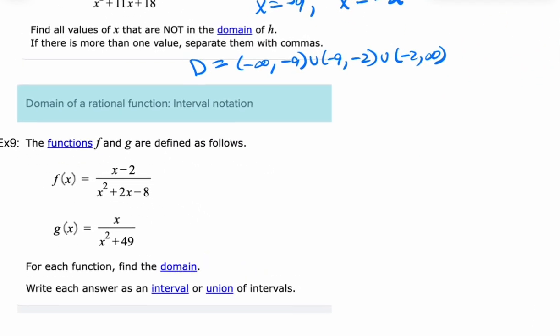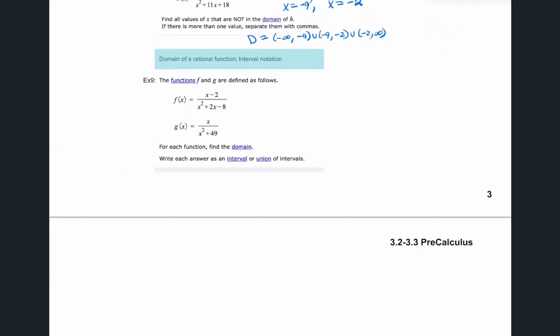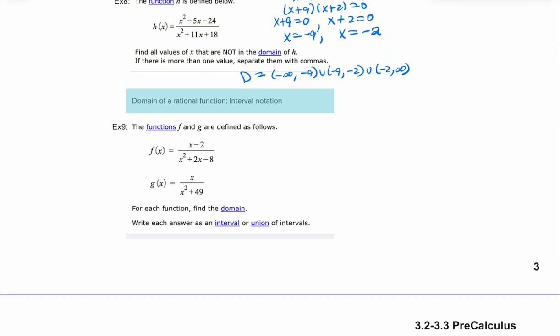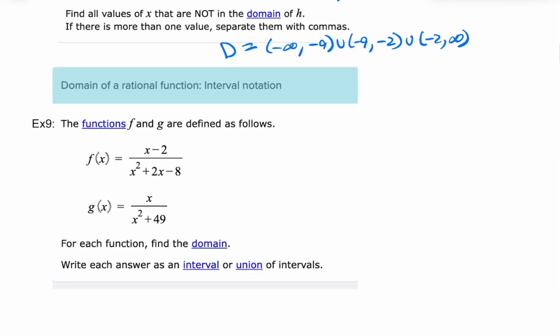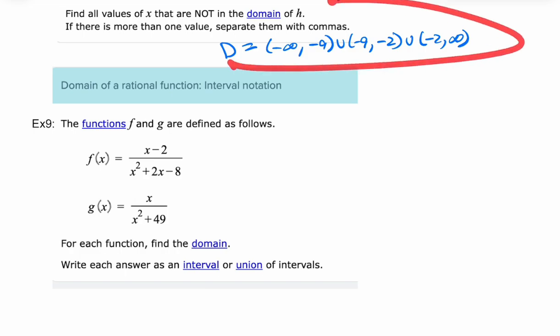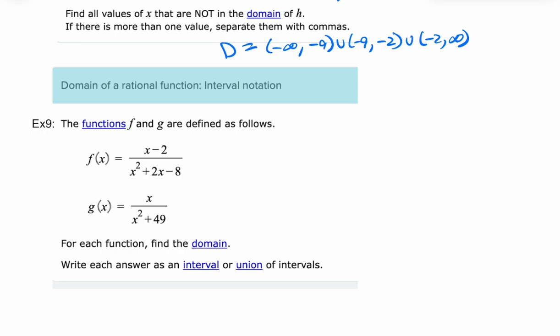Okay. So then in example 9, it asks you to find the domain. See the difference? So they say interval notation or union of intervals. That's what this is. See, I put the union symbol to say it can be this piece or it can be this piece, or he can jump across and go to that piece, okay?